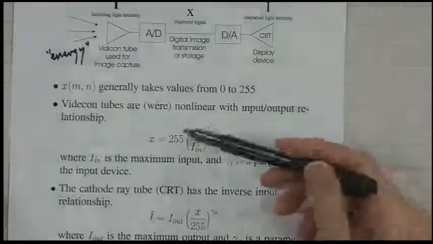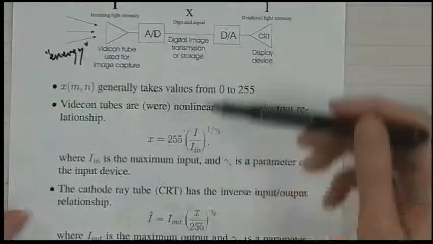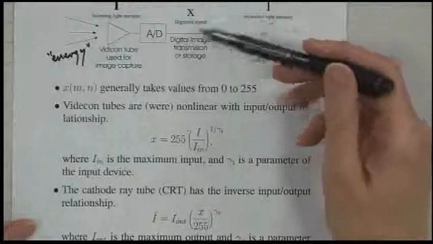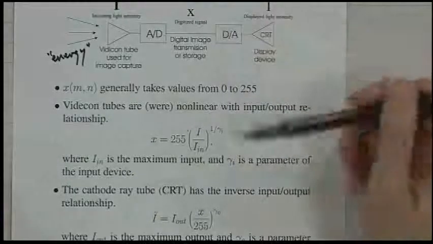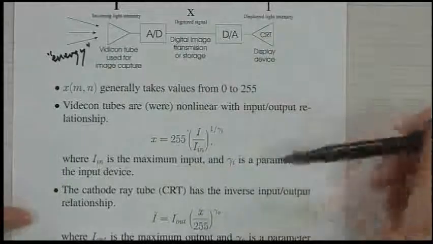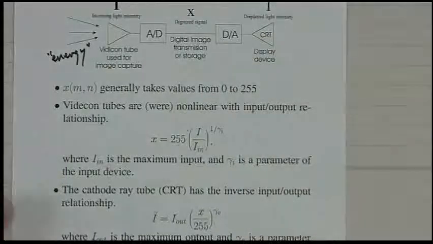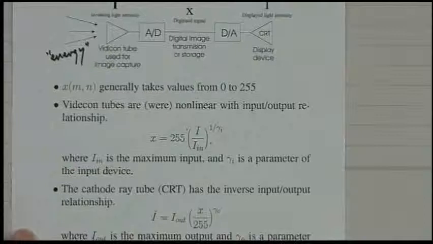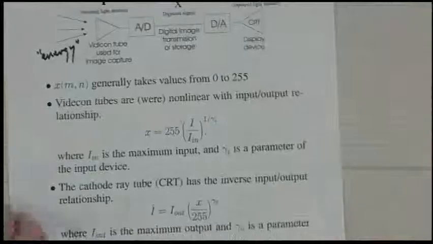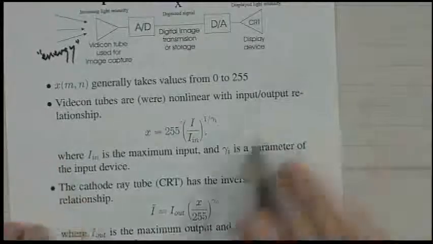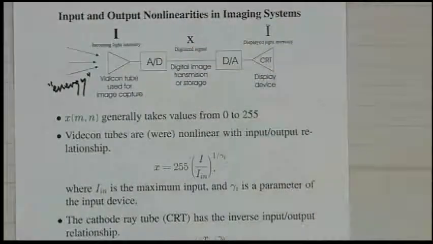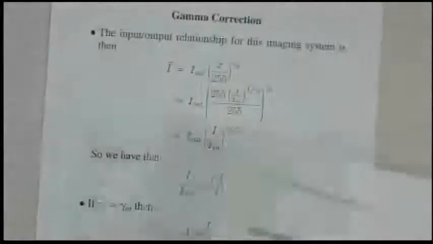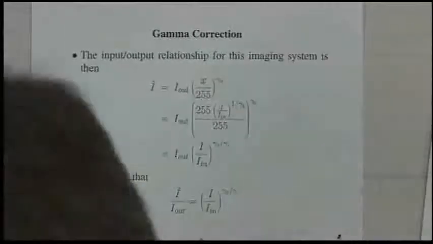And I didn't mention, but the 255 here and the 255 here are just assuming that we've encoded this signal using a single byte of information that can get 256 different gray levels. Now, if you want to relate the input light energy coming in and the output light energy produced by your display device, you can do it by substituting those two relationships together.